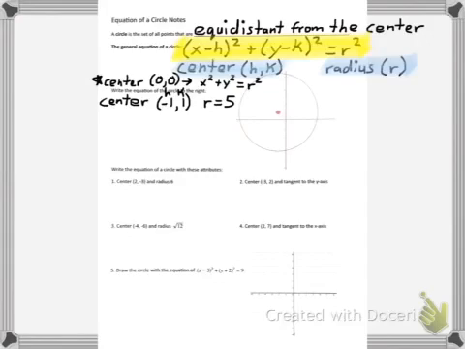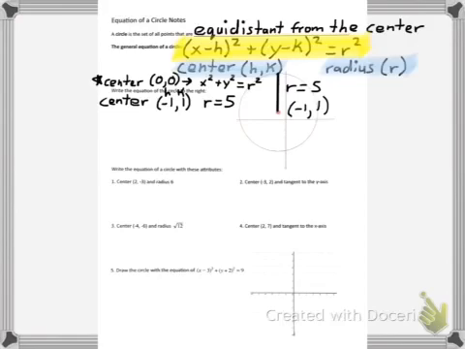In our first example here, it wants us to write the equation of this circle on the right. You'll notice that the center point there in red is located at (-1, 1). The radius of the circle goes from that center point all the way to the top of the circle right there. If we count how many units that is, we get 5 for the radius.